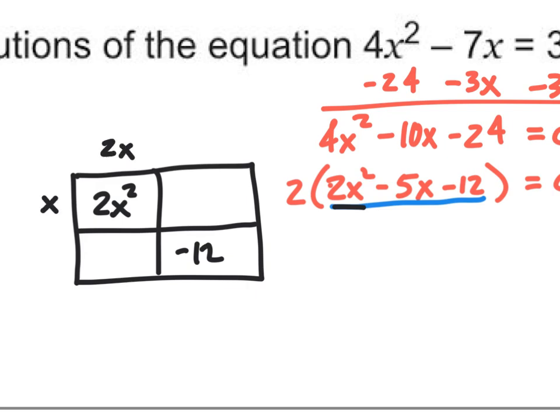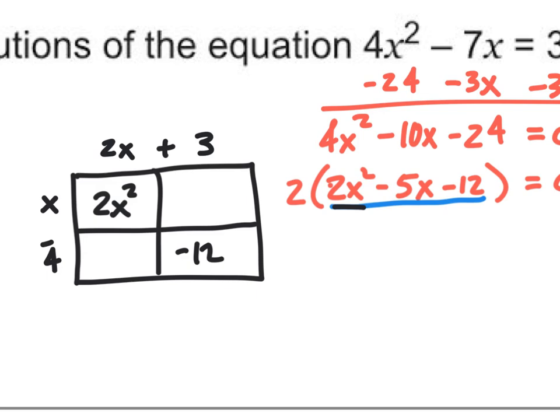Okay, and then this one's a little bit trickier because you've got a 12, and a lot of things multiply to 12. But let's do this. I'm going to do negative 4. I'm going to do x minus 4, and then 2x plus 3.